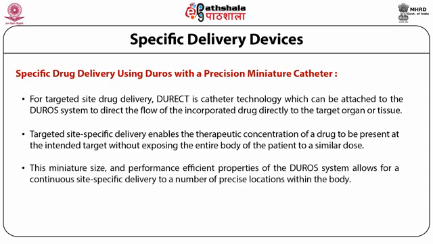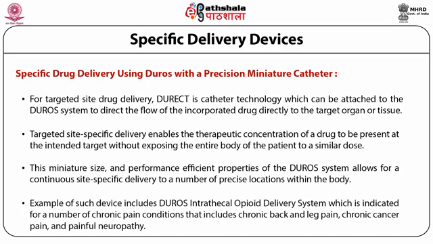Therefore the miniature size and performance efficiency of the Dauros system allow for continuous site-specific delivery to a number of precision locations within the body. Examples of such devices include the intrathecal opioid delivery system, which is indicated for a number of chronic pain conditions such as chronic back and leg pain, chronic cancer pain, and painful neuropathy.